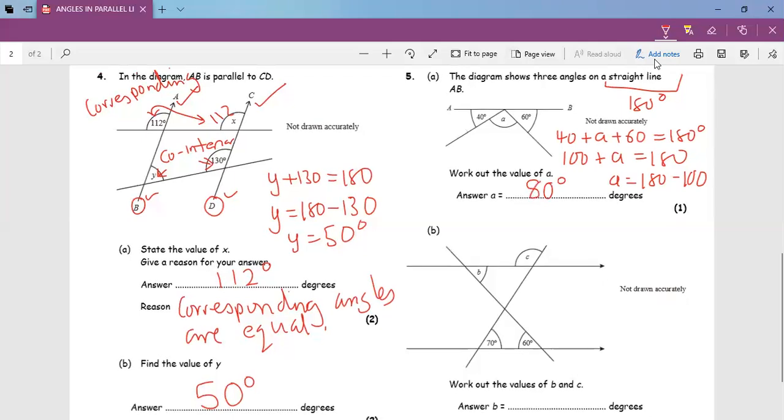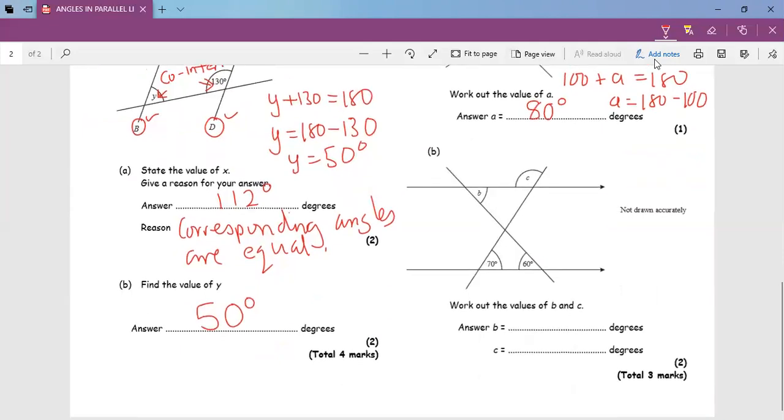We go to part B. Part B says, work out the values of B and C. But since we have got these arrows, they signify to us that this line and this line are parallel. So if these two lines are parallel, B will be 60 degrees. Reason being, B is alternate to 60 degrees. And alternate angles are equal. So our B will be 60 degrees.